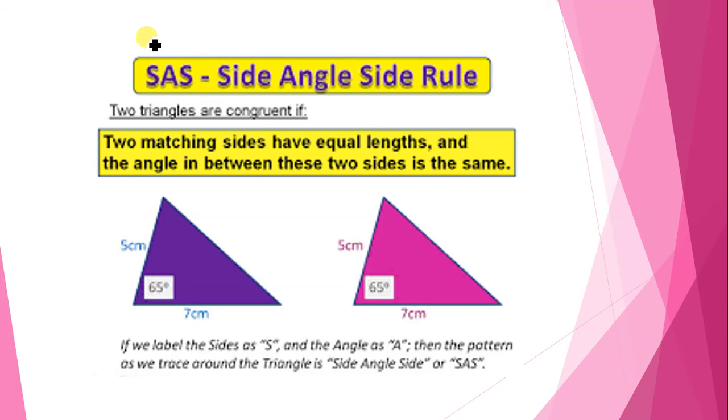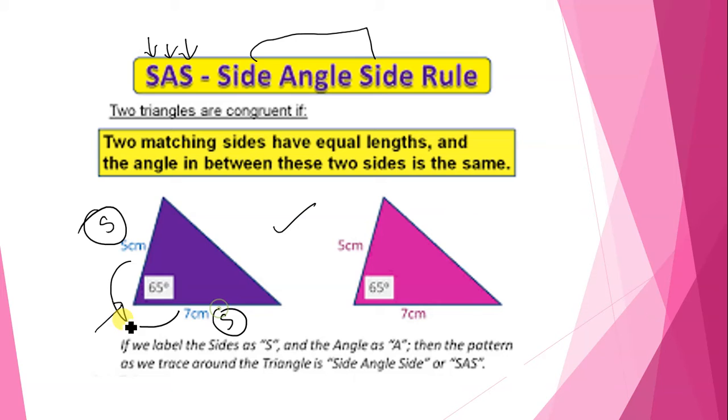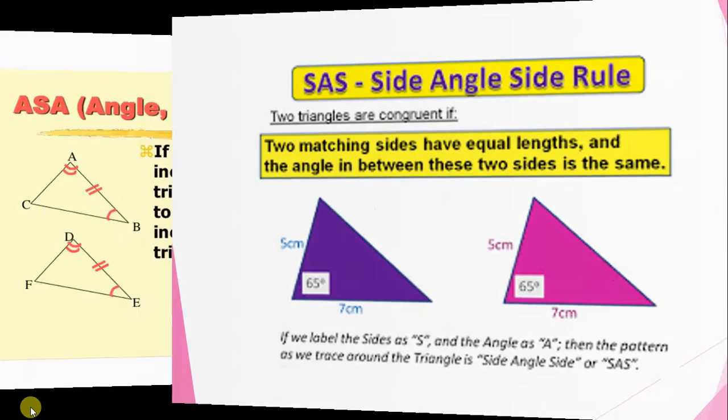Now next we have the SAS rule. SAS means side, angle, side. When two matching sides have equal length along with the included angle equal, they will be congruent. This is a side, this is also a side, and including one angle inside. So this is SAS, side, angle and side. The figures will be congruent by using SAS.